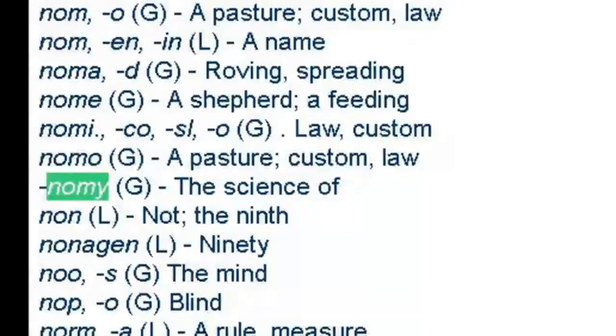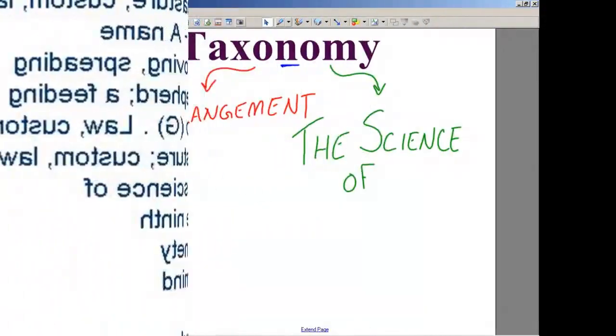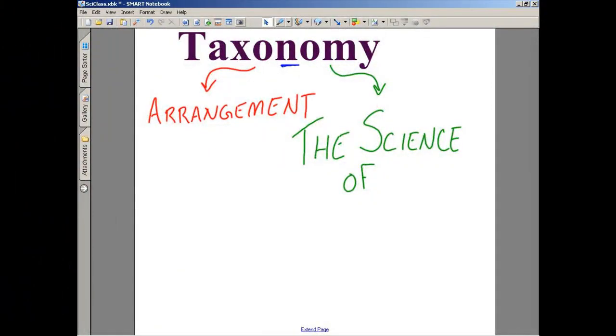So we'll put those two terms together, and what we learn is that taxonomy is the science of arrangement, and more specifically, it is in biology. So now that we know what taxonomy means, let's learn a little bit more about it.